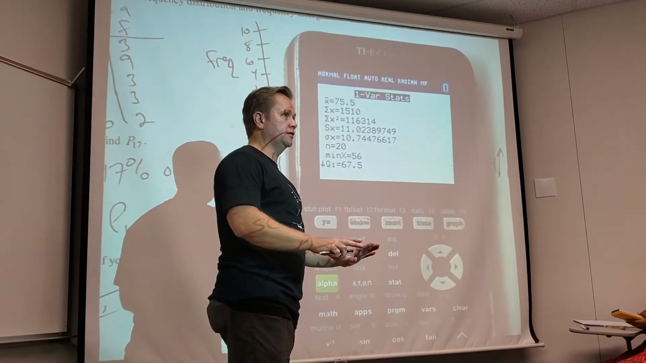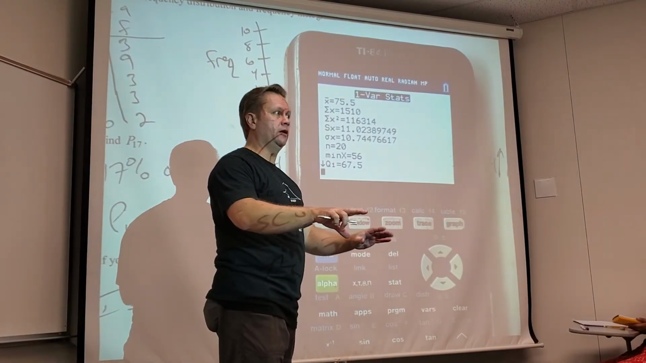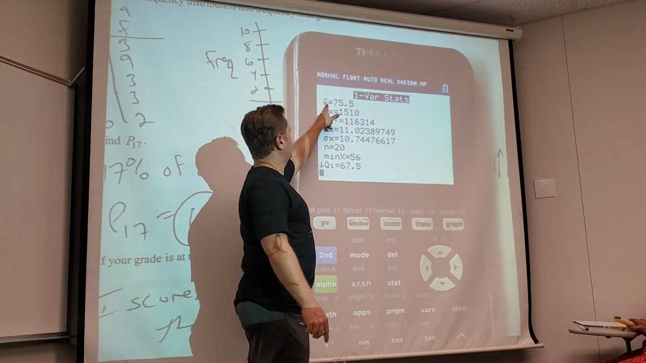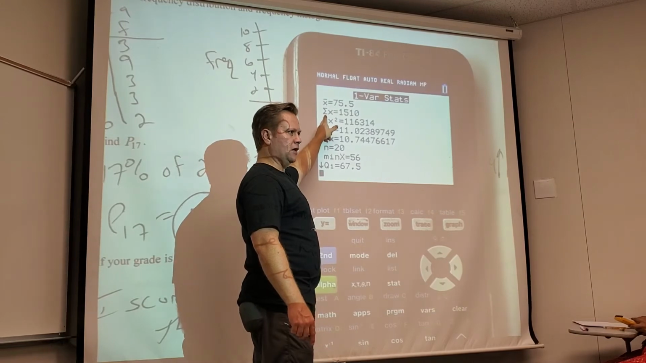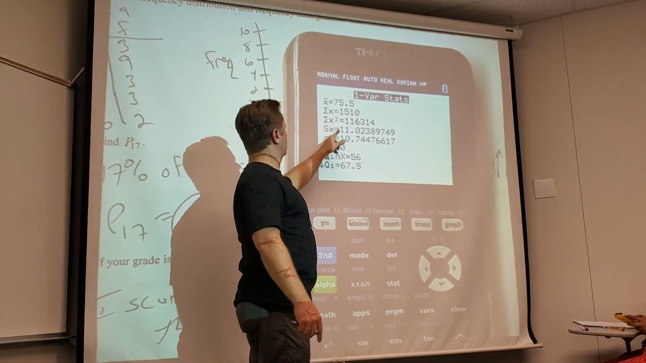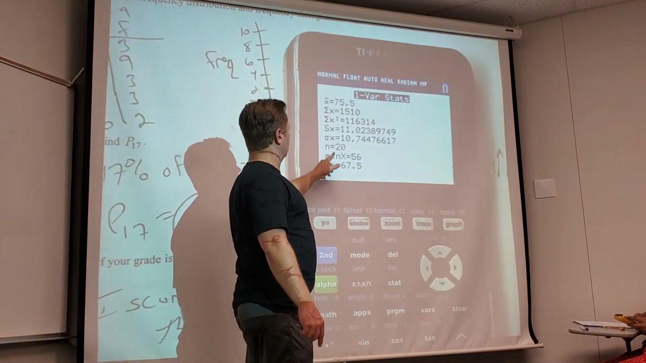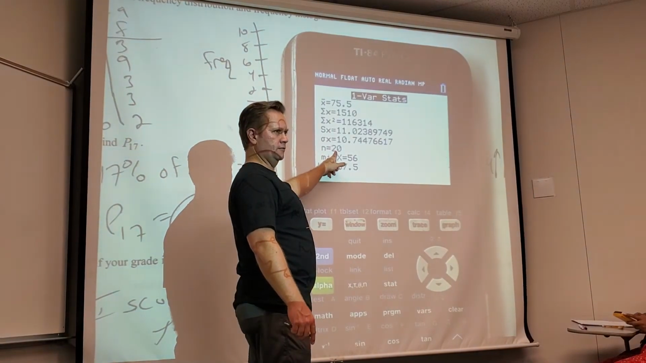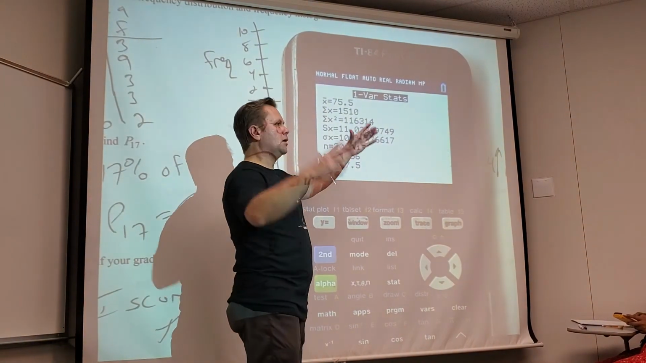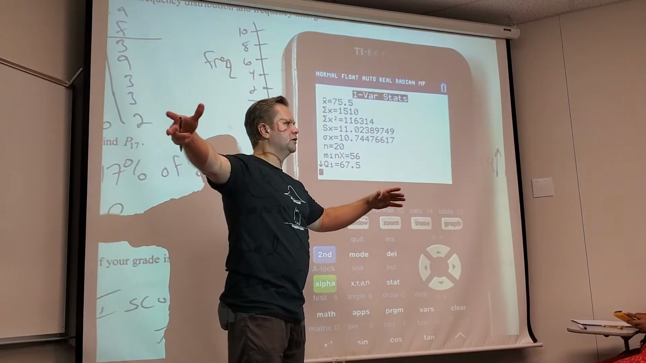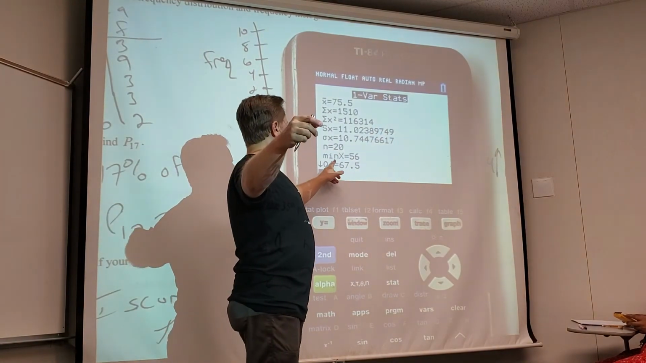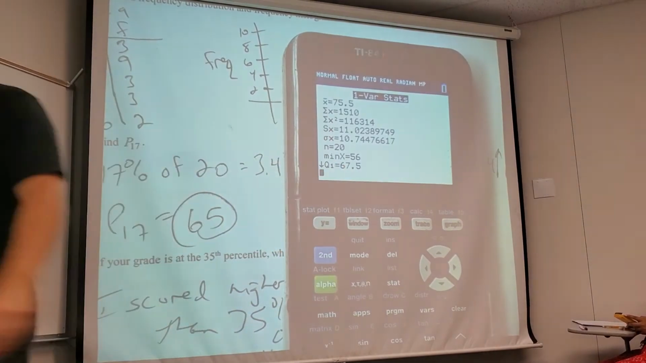Don't worry, I'm going to show you. There's a lot of stuff we haven't learned yet up here. We don't know what that symbol is yet. That stands for the sum. We're going to do that here in a bit. What's this? n is always the number that I'm working with, the total number of things. I got 20 data points, 20 grades. Oh, look, there's the low, there's Q1.